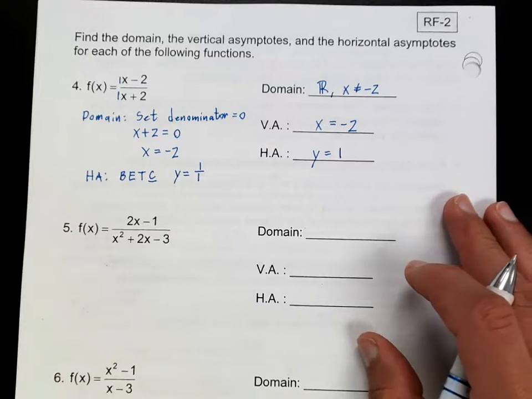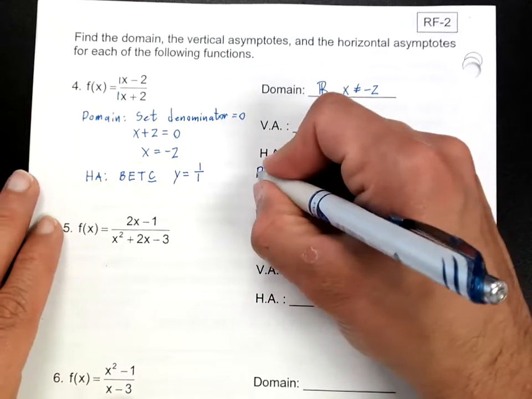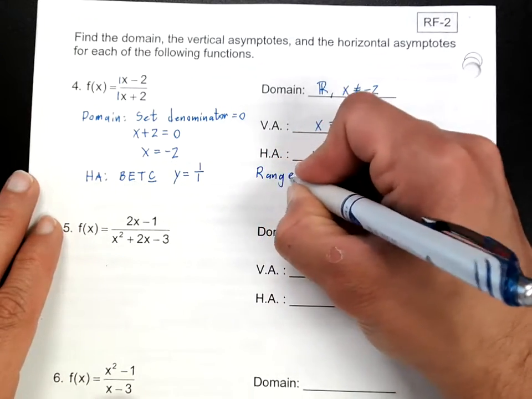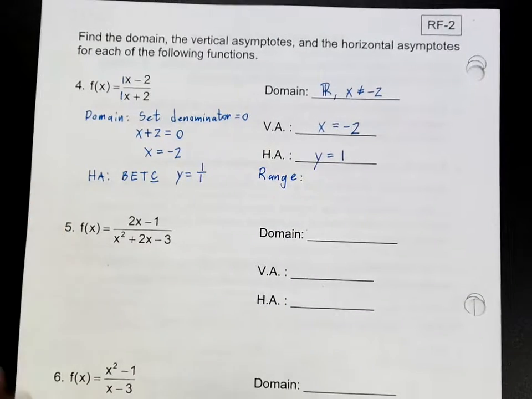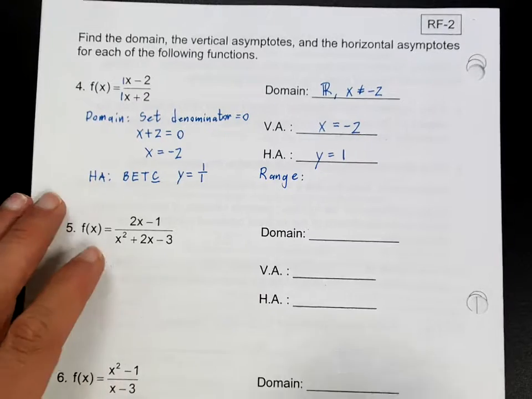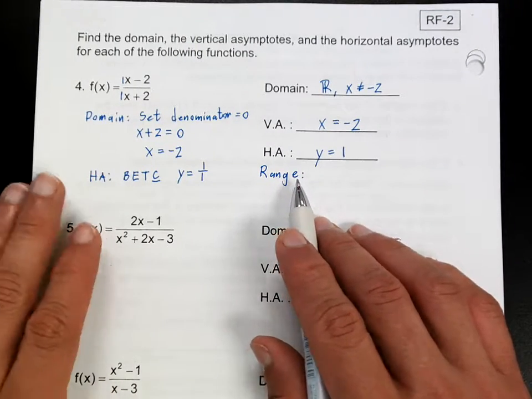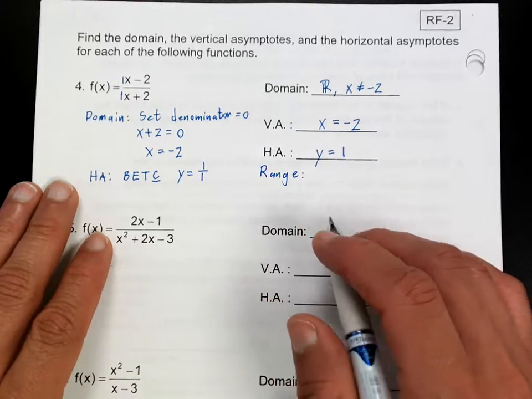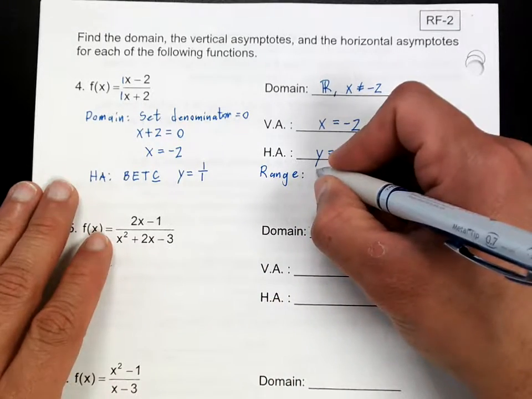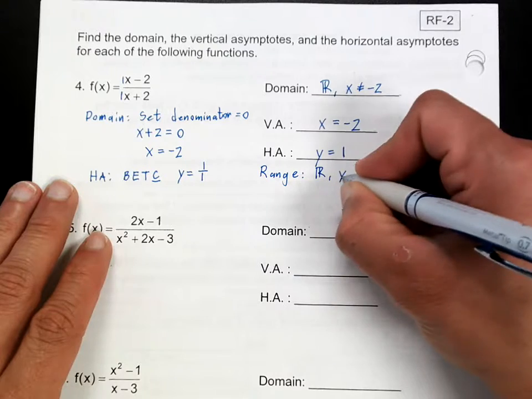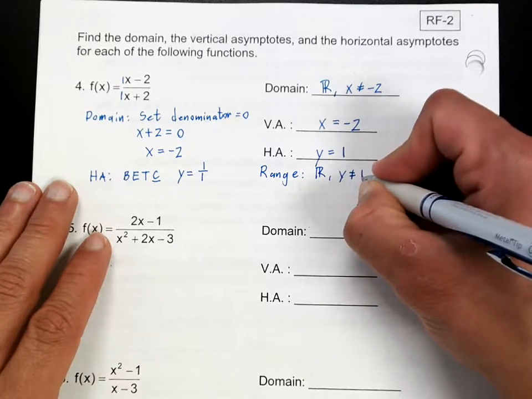Okay. Now on the homework that you're doing, I'm actually also going to make you do the range. And the range sometimes can be difficult. Remember, we're talking about how far up, how far down this graph is going to go. But on this one, what we're going to say about the range is that it can be anything except for where the horizontal asymptote is located. All right. So we're going to say all real numbers except for y cannot be equal to 1.